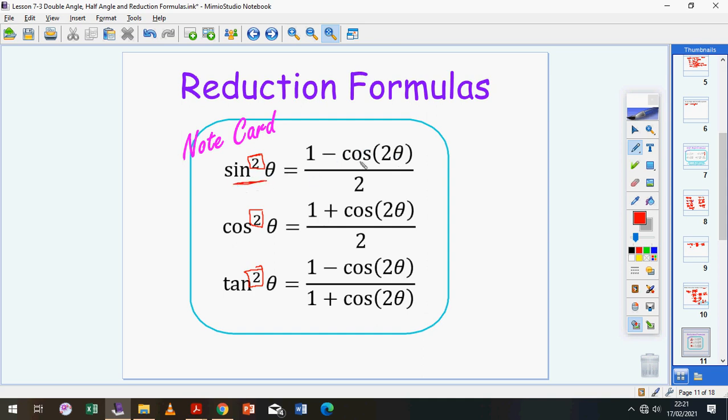So basically, the reduction formulas are different ways of restating the double angle formula for cosine, but they have been called reduction formulas specifically so that you can apply them directly without having to go through making each of them the subject each time. So write them on your note card, then let's start using them.